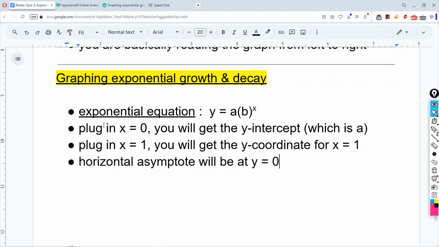All right, so you want to remember the basic exponential equation, y equals a times b to the power of x. If you plug in x equals 0, you will get the y-intercept, which is a. If you plug in x equals 1, you will get the y-coordinate for x equals 1. And the horizontal asymptote will be at y equals 0. Okay, pretty simple.